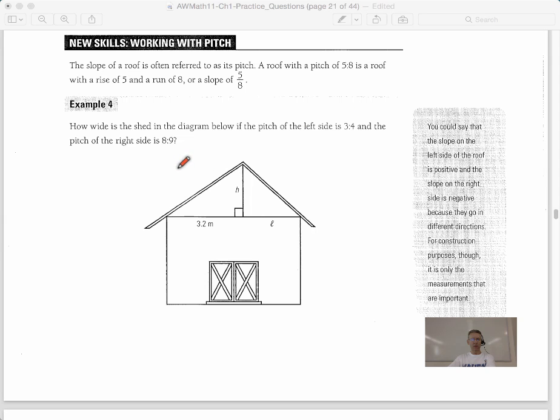This has a slope of 3 to 4. And the right side has a slope, or a pitch, of 8 to 9. And we want to know how wide the shed is. Well, we have this given to us as 3.2, and therefore we also need to add this length here that we've labeled L. Looks like we don't know the height, but perhaps we can calculate that.